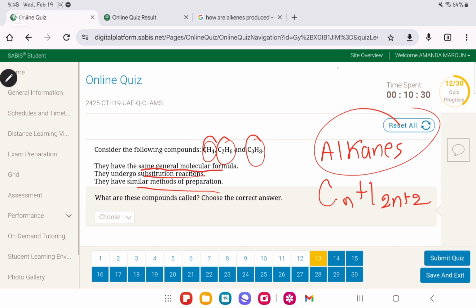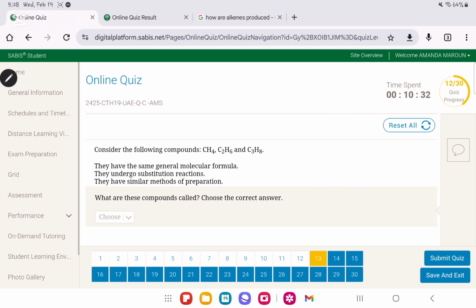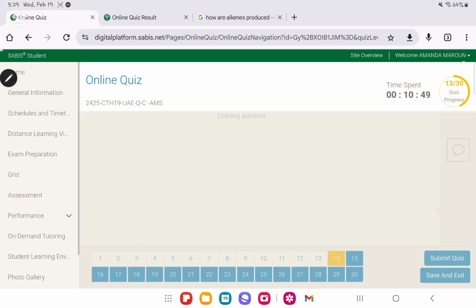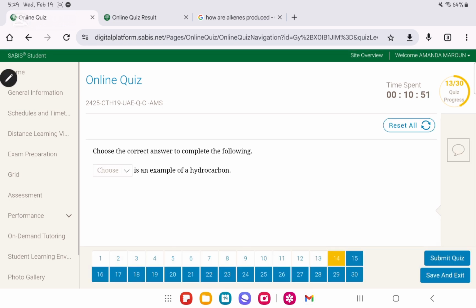Now, since they're all alkanes, we can say they are all from the same homologous group, or the same homologous series. So if they're all alkanes, then they're all from the same homologous series. All alkenes, same homologous series. Homologous means they are all the same, from the same series. Alright, we move on to question number 14.